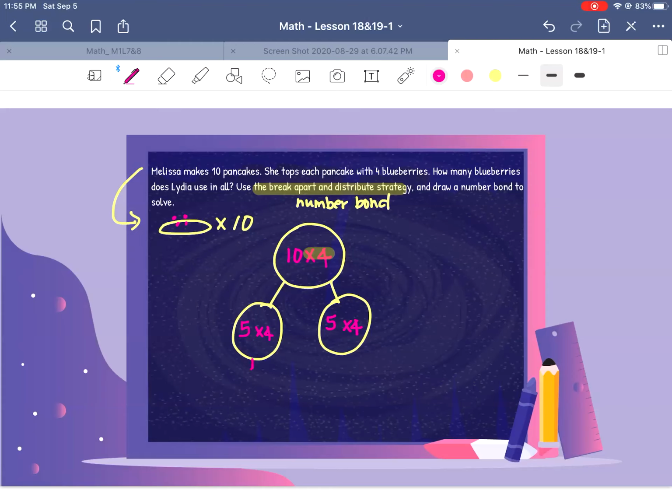So what is 5 times 4? It's 20. And we know the second bubble should have the same answer. Now I just need to add it. The answer is 40. Should we check? Yes. So whenever we're multiplying a number by 10, we keep the number and put 0 there. Did I get the same numbers? Yes. Let's move on.